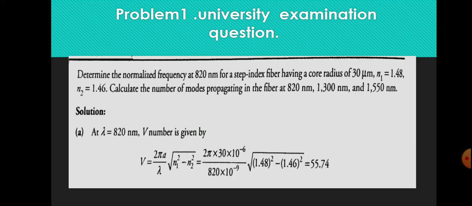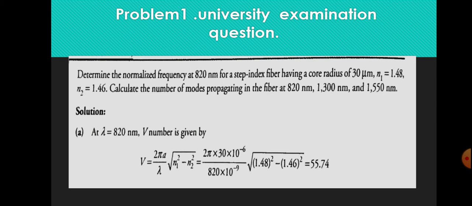And next is a problem, the problem that is asked in the university examination. The question is: determine the normalized frequency at 820 nanometer for a step index fiber having core radius of 30 micrometer and refractive indices n1 equal to 1.480 and n2 equal to 1.46. Calculate the number of modes propagating in the fiber at 820 nanometer, 1300 nanometer and 1550 nanometer. That is the question. You are asked to find out the normalized frequency at 820 nanometer for a step index fiber. That is the first question.